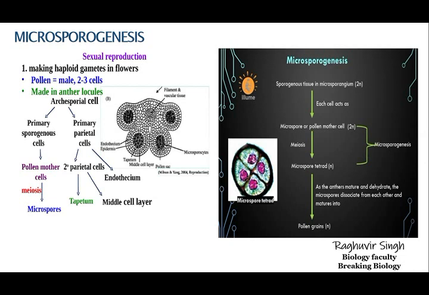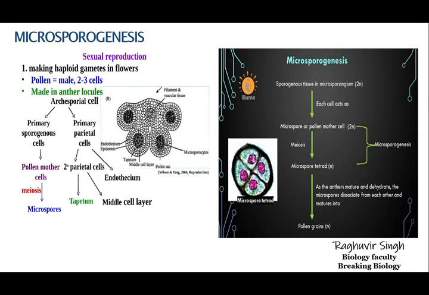Sporogenesis basically signifies the formation of spore. Genesis, the word has come from synthesis, so spore synthesis. So microsporogenesis is the formation of male spore. Basically, the formation of the microspore or the pollen is called microsporogenesis.